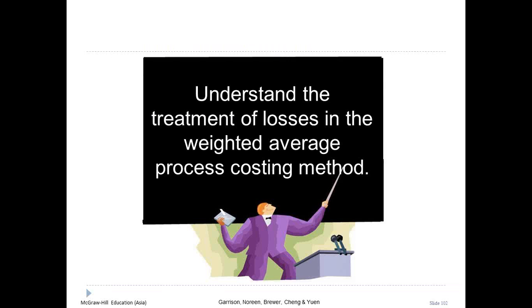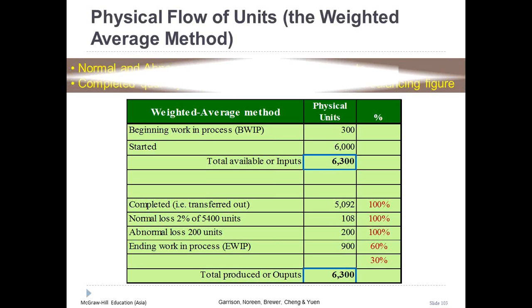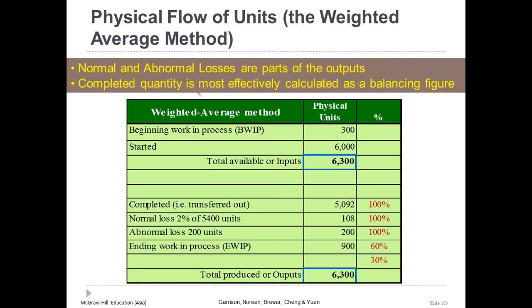Learning objective number 10 is to understand the treatment of losses using the weighted average process costing method. Here we have the same logic and key procedures of the previous process calculations. So there are 5 key procedures. First, physical flow of units using the weighted average method.